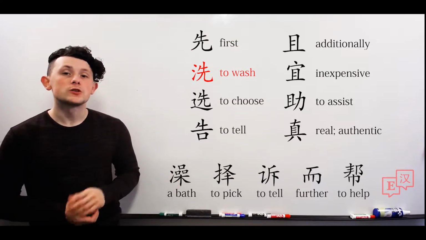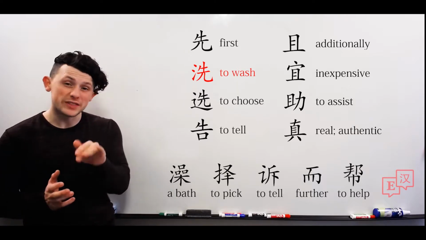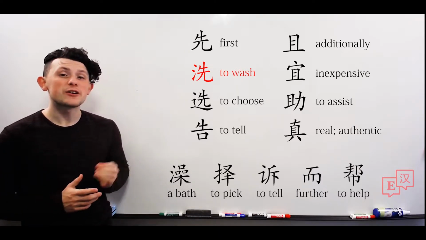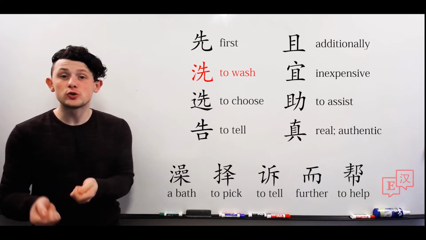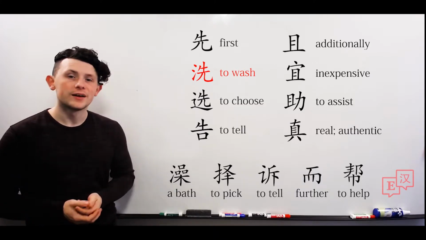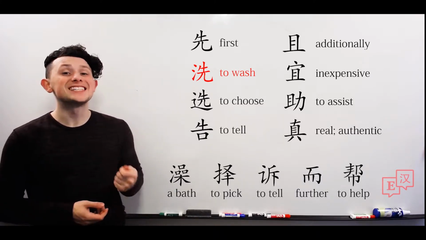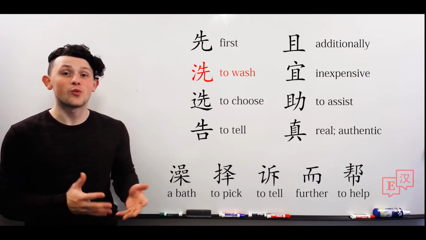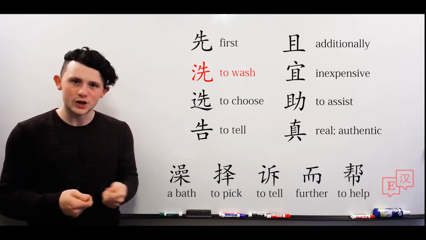Next, xi. Xi. So it sounds very similar to west, but with a dipping tone. This character means to wash, like the verb of to wash something using water. We have that san dian shui next to our xian to indicate that we're using water first when we do something. Washing.